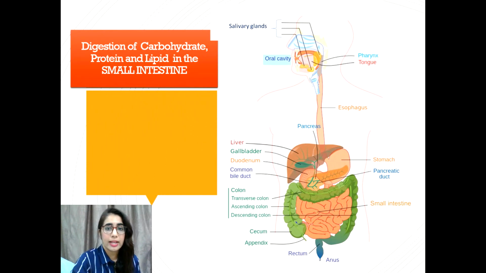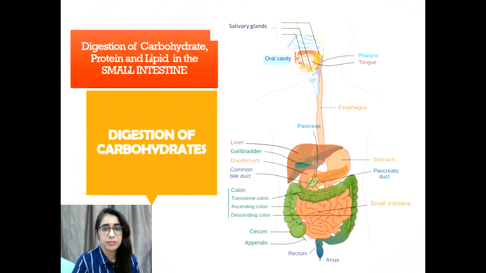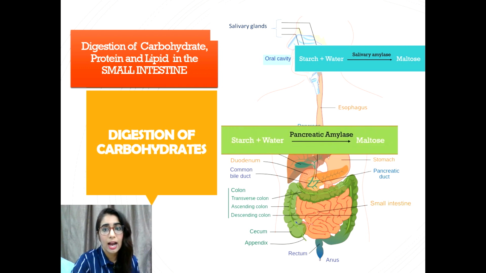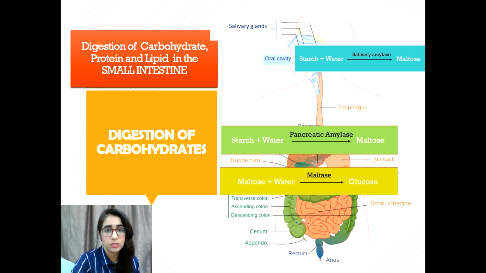Next, let's look at the digestion of carbohydrate. Carbohydrate digestion begins in the mouth, correct? And is continued in the small intestine. Now, in the duodenum, the pancreatic amylase hydrolyzes starch, glycogen and small polysaccharides into maltose. Maltose, a type of disaccharide. Now, maltase from the intestinal juice will hydrolyze maltose into glucose.